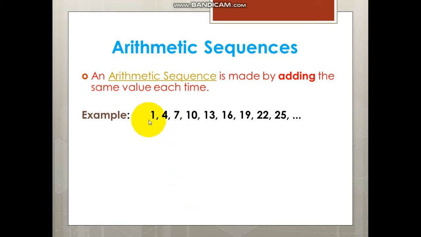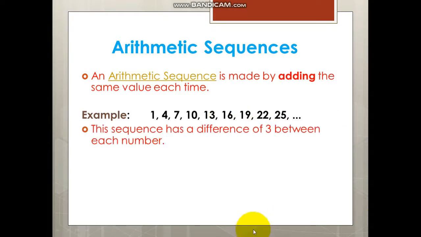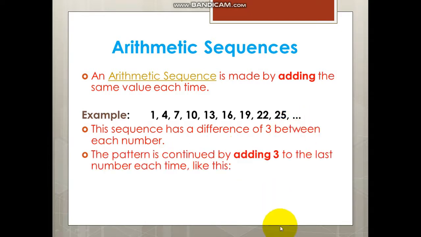Yes, you are right. If we add 3 with 1 it will become 4. If we add 3 with 4 it will become 7. 3 with 7 it will become 10. 3 with 10 it will become 13. So which number is added again and again with this example? Plus 3. This sequence has a difference of 3 between each number. This pattern is continued by adding 3 to the last number each time.